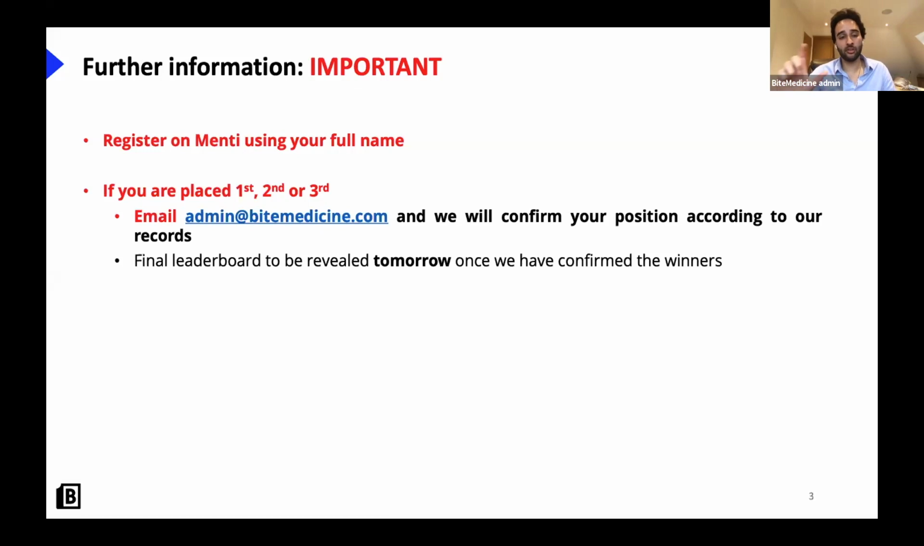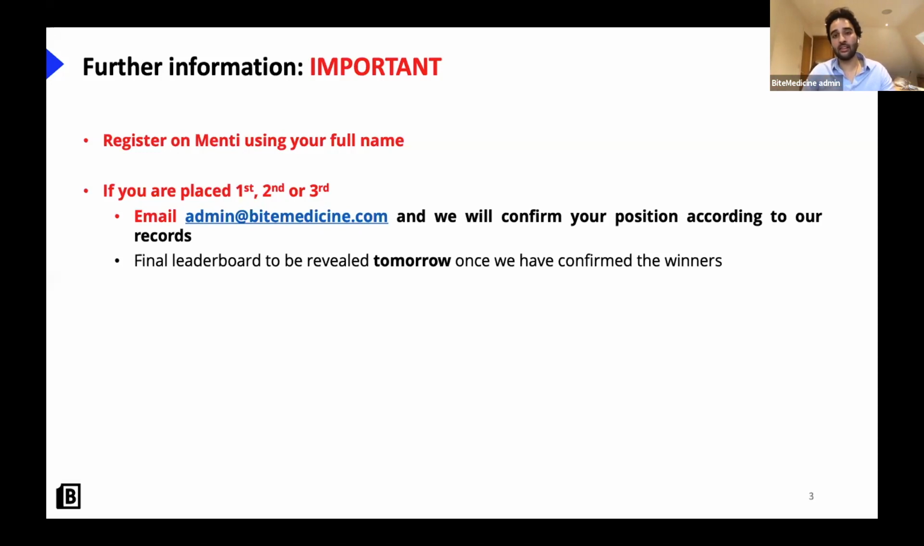If you come on your phone or on the tablet or whatever you're using, if it says that you come first, second, or third, simply email us, obviously with some evidence that you are the person that has come first, second, or third. We will look on our records and confirm that position as per what we have recorded as well. So we're not going to reveal the entire leaderboard to everyone today. So we'll reveal the entire leaderboard tomorrow.